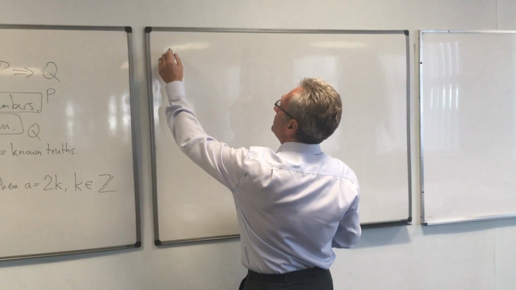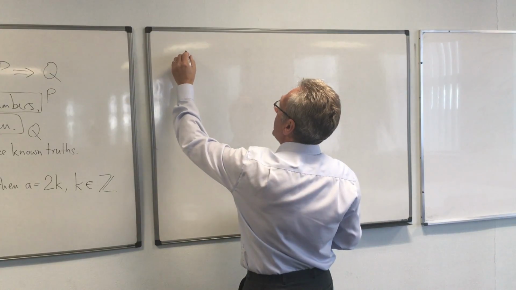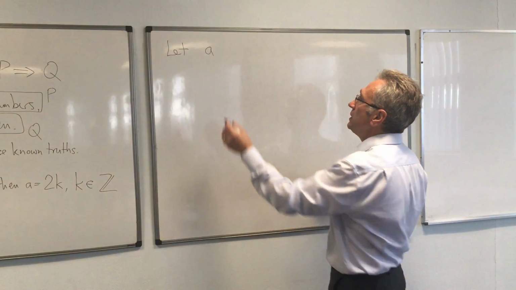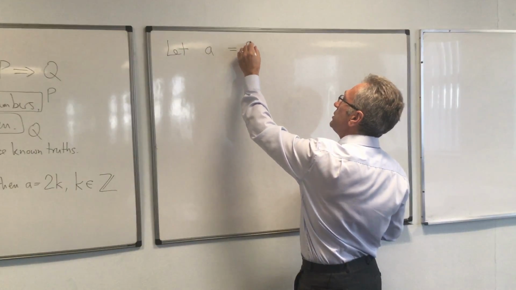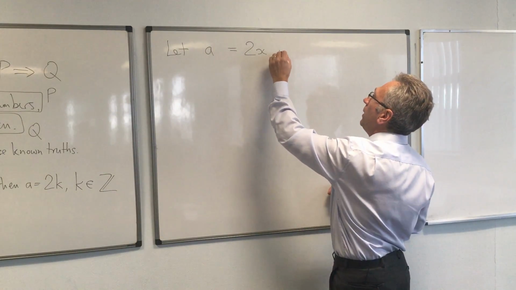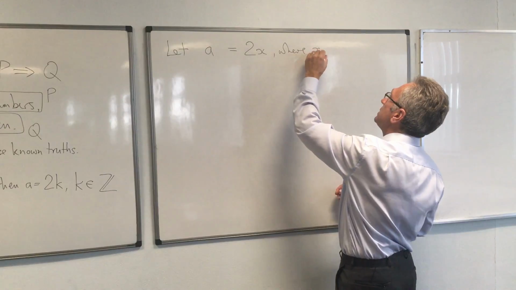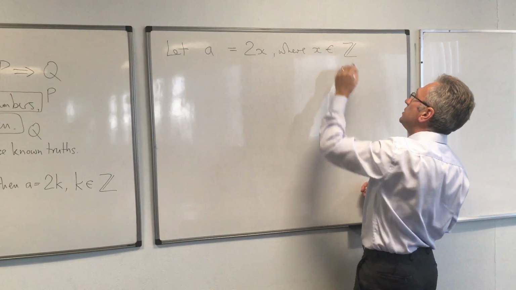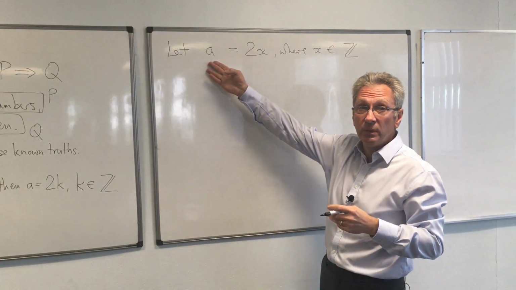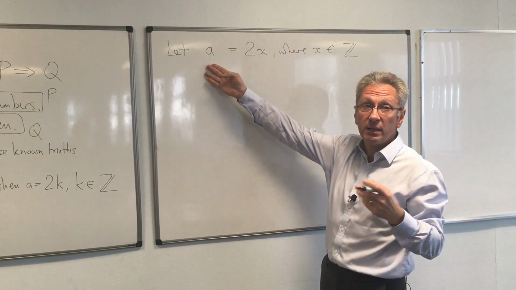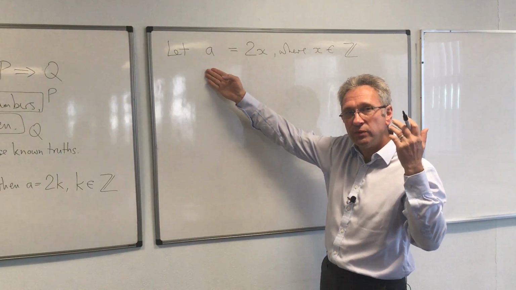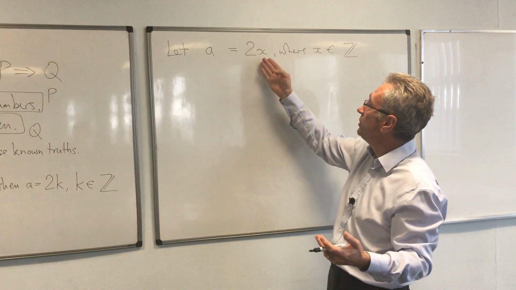So first of all, we know that A is an even number. So let's write it in the form, say, 2 times an integer, x, where x is a member of the integer set Z. So essentially we're just saying we've got this even number. We know because it's an even number, it can be written as 2 times an integer. We don't know which even number it is, but that's true of all even numbers. So we can do this.